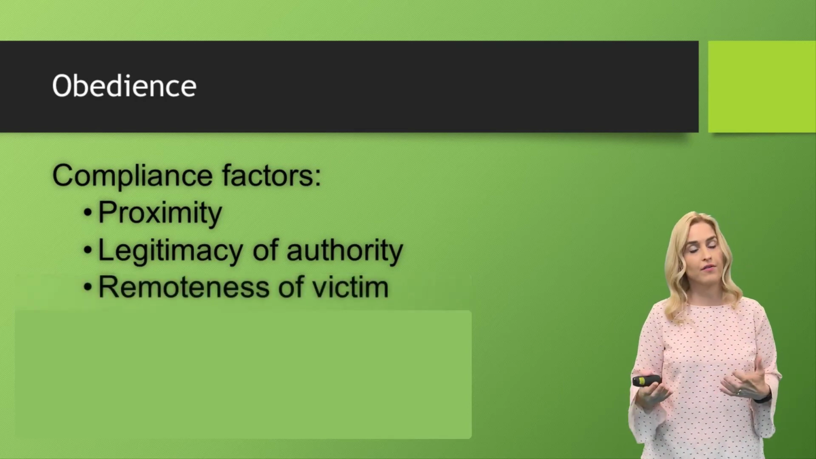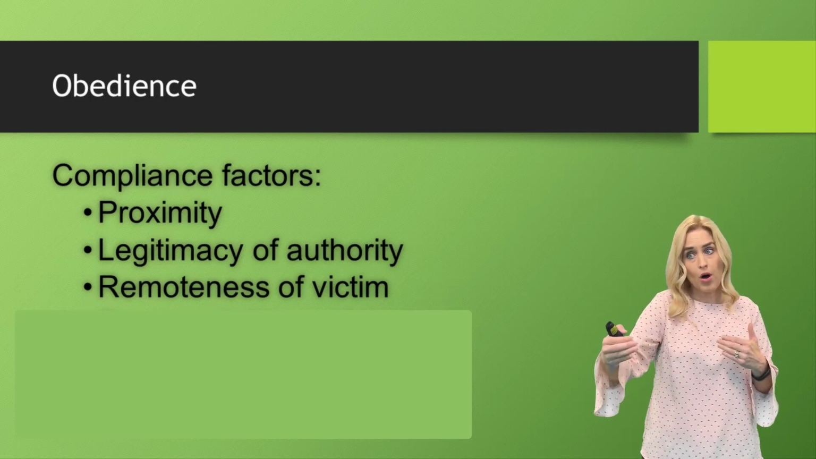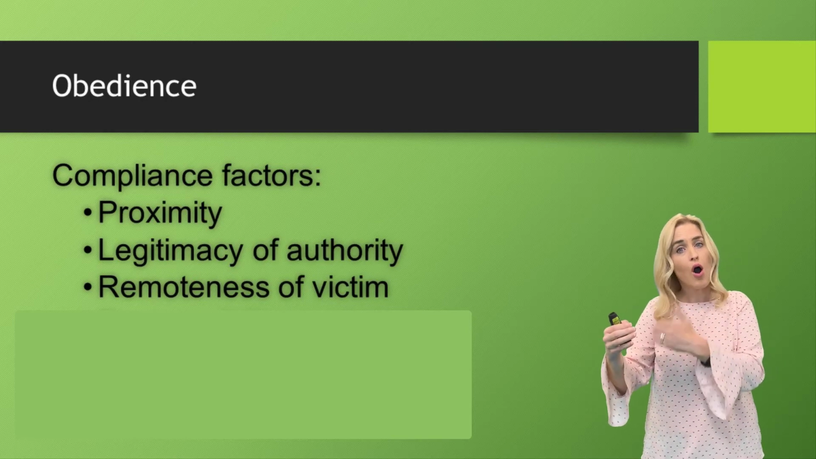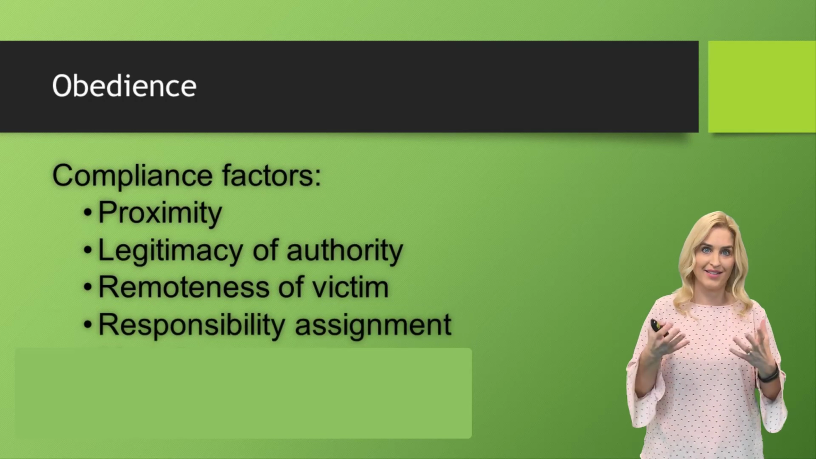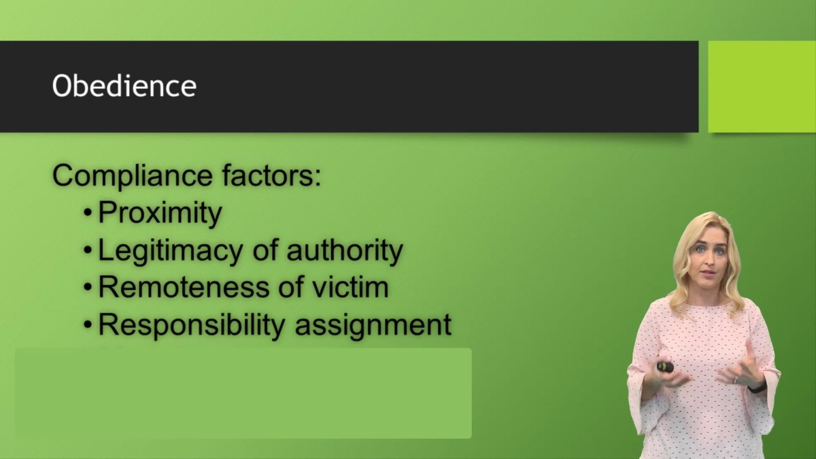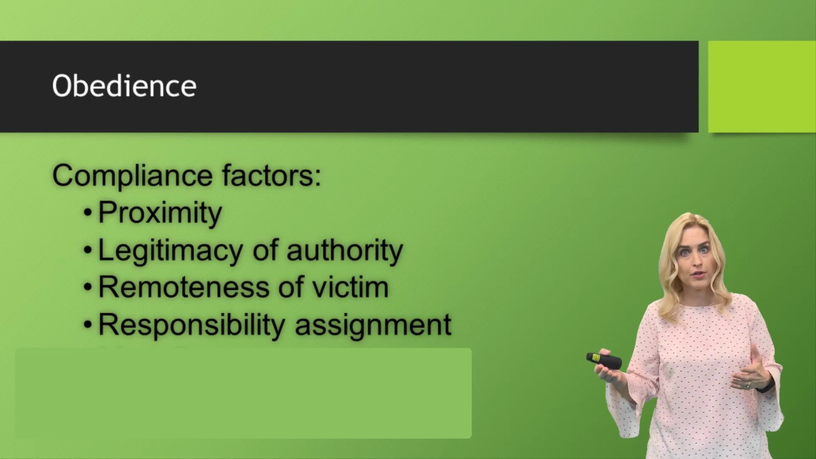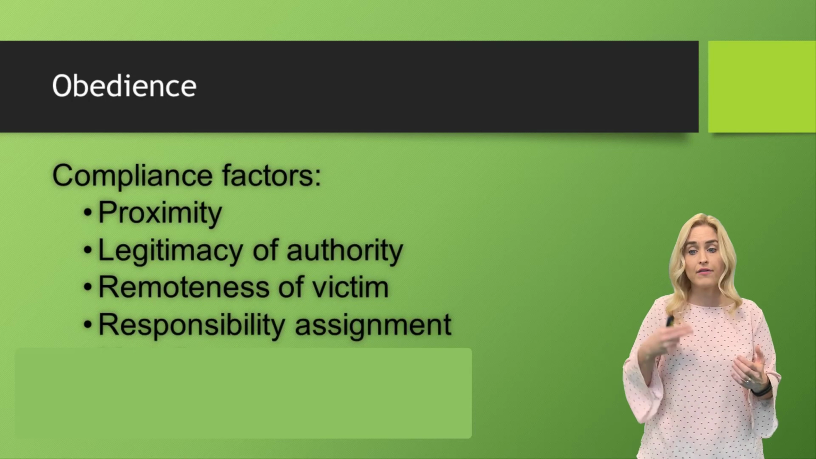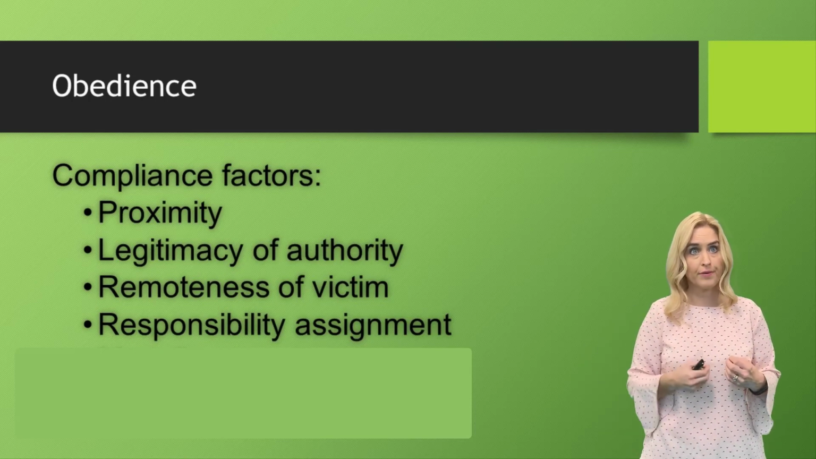The remoteness of the victim also made a difference. Those victims who were on the other side of the wall who couldn't be seen, those were the teachers that were more likely to go all the way to 450 volts. The responsibility assignment also impacted the decision of the teachers. If the teacher themselves had to deliver the shock, they were less likely to go to 450 volts than if they were giving orders to someone else to give the shock to the learner.